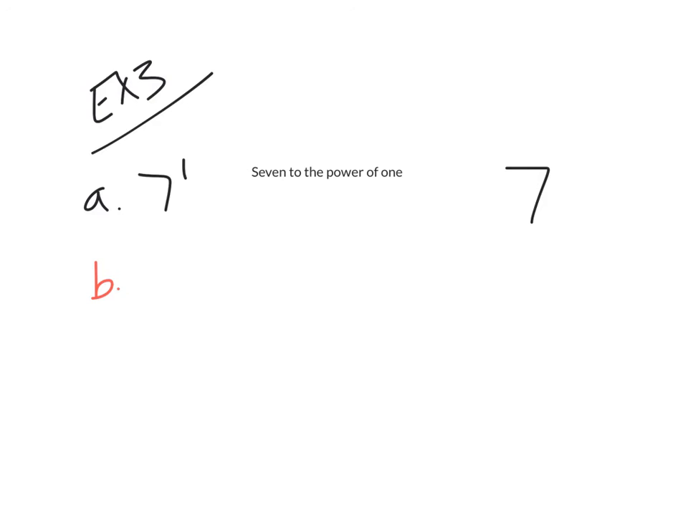All right, let's do B. All right, how would I write this one? 5 to the power of 2. Yes. 5 to the power of 2. So another way you can say that. There's actually 3 different ways you can say this one.